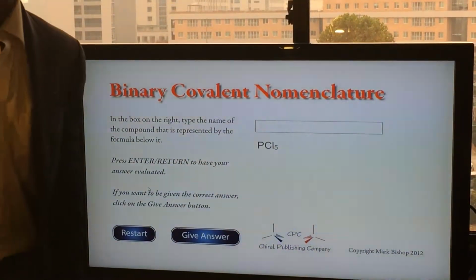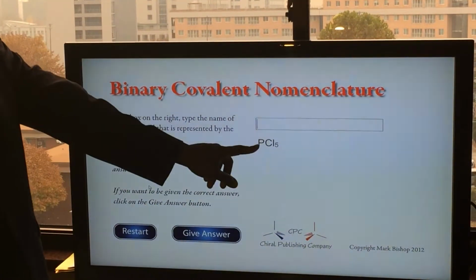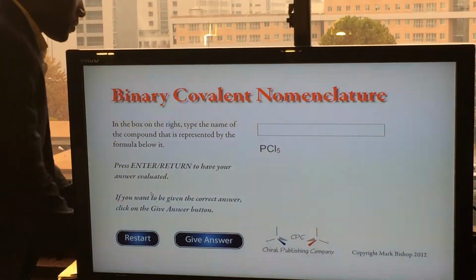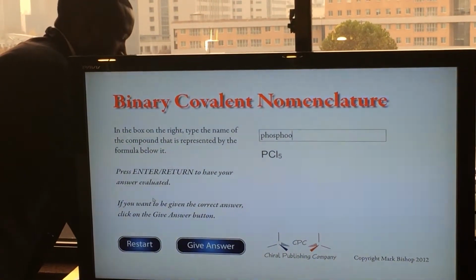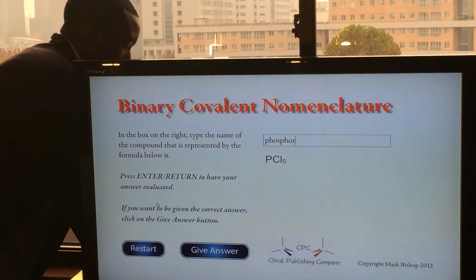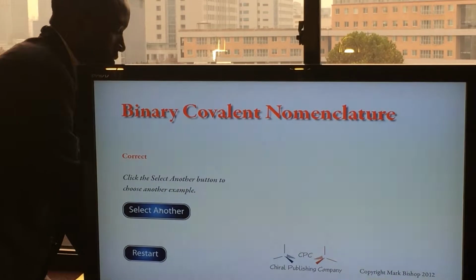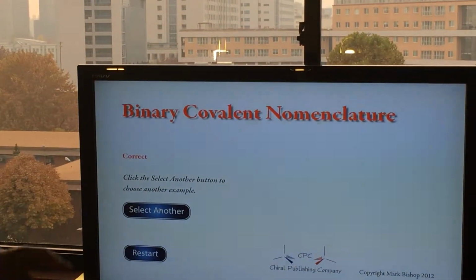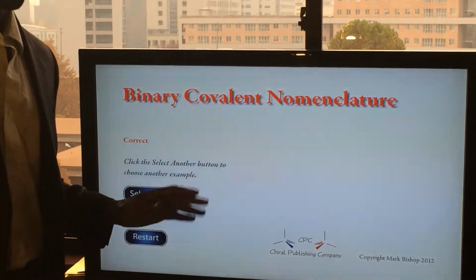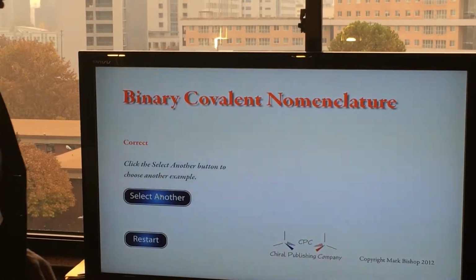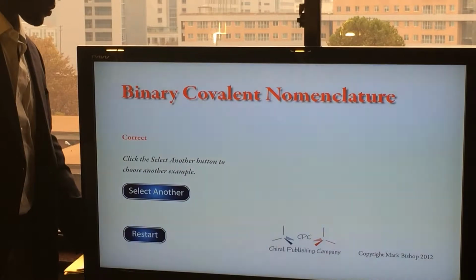Okay, so what is this? This represents phosphorus. This is phosphorus pentachloride. Okay, so please go through this and practice as much as needed. It's straightforward. It gives you direct feedback, and you can figure out what you know and what you don't know.